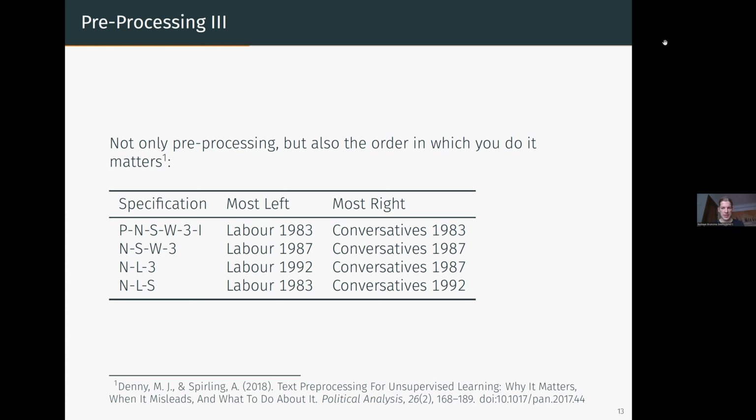So 128 in total. And then they looked, given different pre-processing and the same method, and they found completely different conclusions using exactly the same method. So the way that you pre-process changes your outcome in the end. So it's not some random thing. It really influences what's going on.